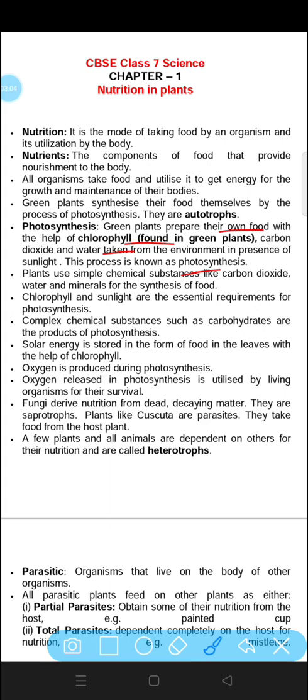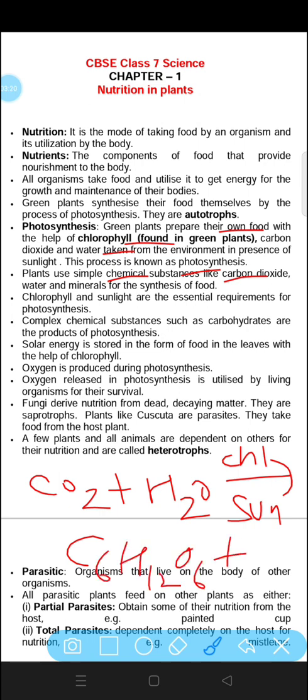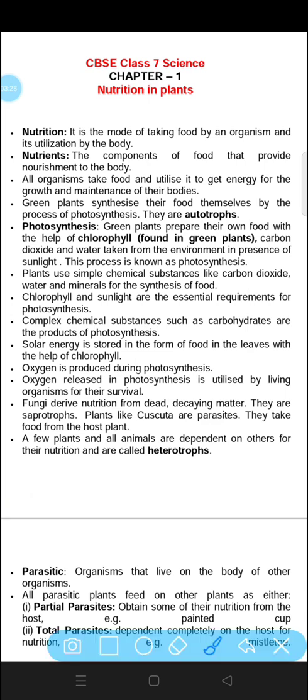Now, plants use simple chemical substances like carbon dioxide, CO2 plus H2O, which react in the presence of chlorophyll and sunlight to give C6H12O6 plus oxygen. So this reaction indicates photosynthesis. Plants use simple chemical substances like carbon dioxide, water and minerals for the synthesis of food. Chlorophyll and sunlight are the essential requirements for photosynthesis. Plants cannot prepare food without chlorophyll and sunlight.